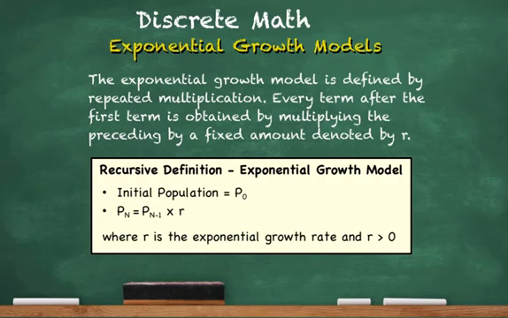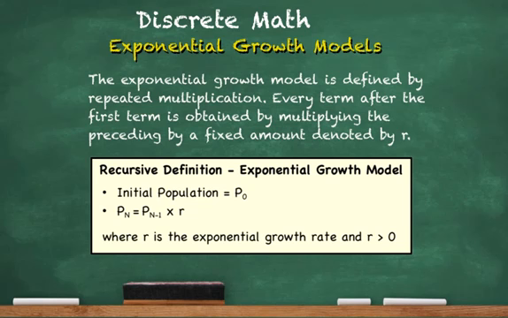So in this lesson, we continue our discussion of population growth by introducing the exponential growth model. We see that the exponential growth model is defined by using repeated multiplication, and every term after the first term is obtained by multiplying the preceding term by a fixed amount, which is denoted by R, R being the exponential growth rate. We see in this box down below, we have the recursive definition of the model, and it looks similar to what we did with linear growth models.